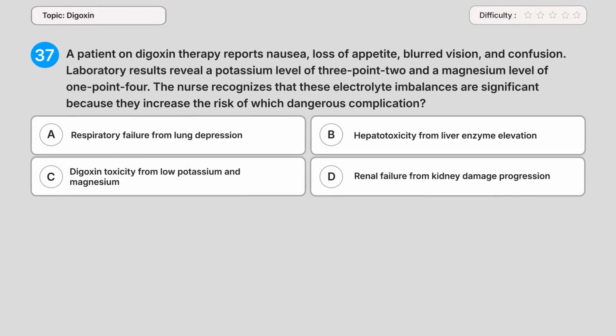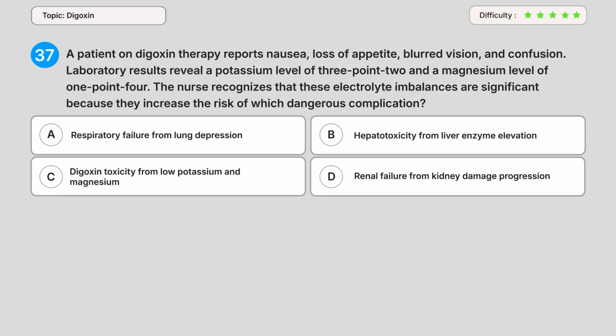37. A patient on digoxin therapy reports nausea, loss of appetite, blurred vision, and confusion. Laboratory results reveal a potassium level of 3.2 and a magnesium level of 1.4. The nurse recognizes that these electrolyte imbalances are significant because they increase the risk of which dangerous complication?